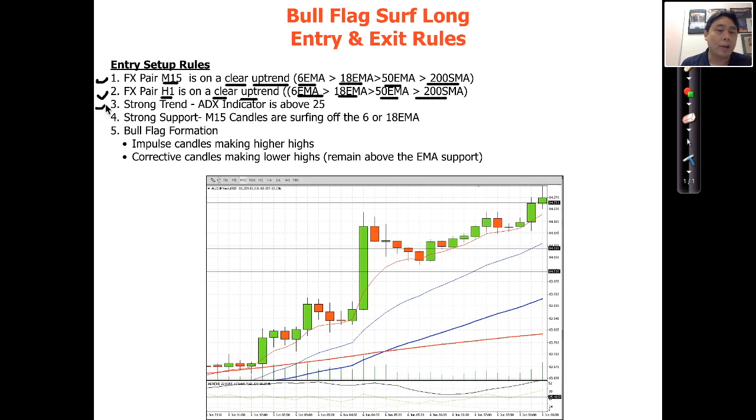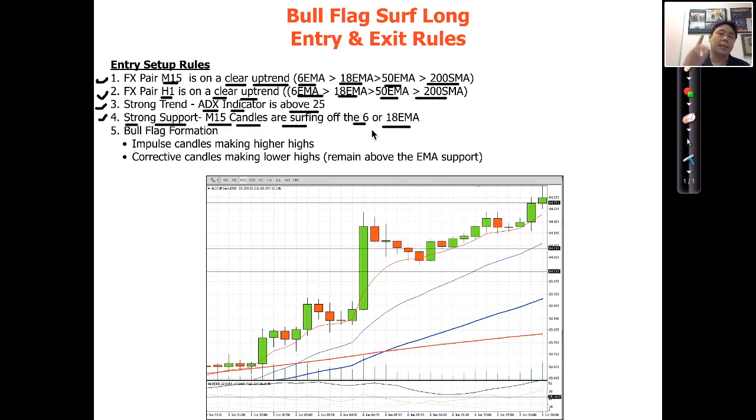Next, I want to ensure that it's a strong trend. It doesn't matter whether it's an uptrend or downtrend, it must be a strong trend. To help me, I look for the ADX indicator to be above 25, telling me that the trend is a strong one. Next, I'm looking for a strong support, which means I'm looking for the candles touching and surfing off the 6 moving average or the 18 moving average. It's going to surf one of them.